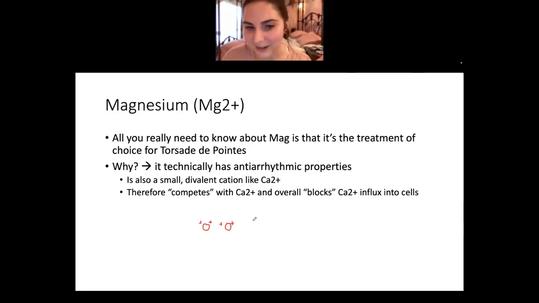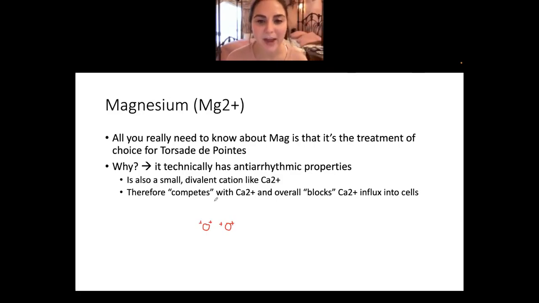So is calcium. Calcium is also a divalent cation. So they look very, very similar. So it can "compete", and I'm putting this in quotations because it's not really competing with calcium. It's not trying to bind to calcium's receptor, but it's so similar to calcium that it can bind to its receptor.